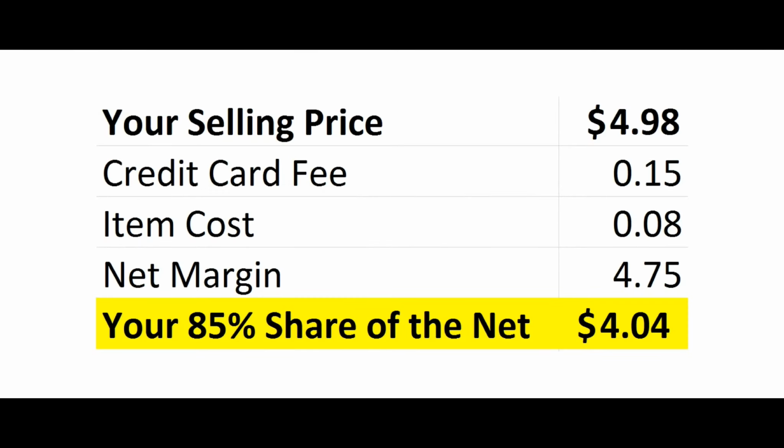So how are your commissions computed on that? Well, if your selling price is $4.98, the credit card fee is 3% of that, or 15 cents. The item cost today for a 4x6 is 8 cents. So the net margin is $4.75, and you earn 85% of the net margin. So on the $4.98 sale, you would earn $4.04.